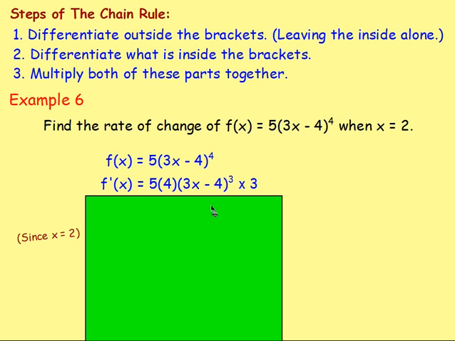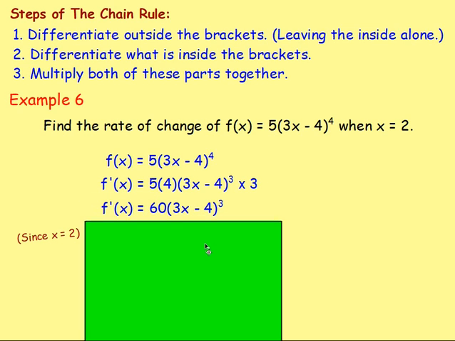So it's 5 times the 4 times the 3x take away 4 to the power of 3. And then we're going to be multiplying that by the derivative of what is inside the brackets. In the brackets here, 3x take away 4 differentiates to become 3. So we multiply by the 3. Simplify that, 4 times the 5 times the 3 will give us 60, so it becomes 60, bracket 3x take away 4 to the power of 3.